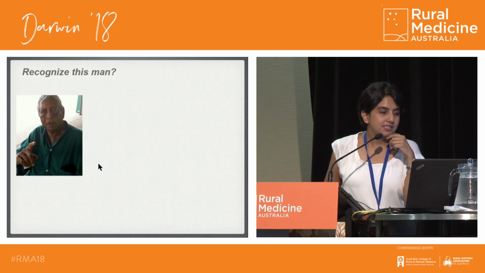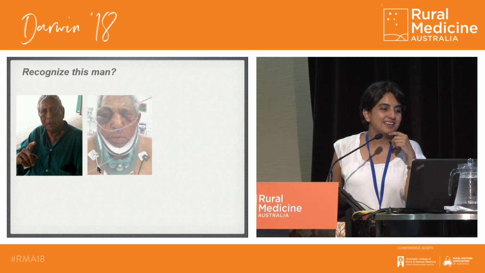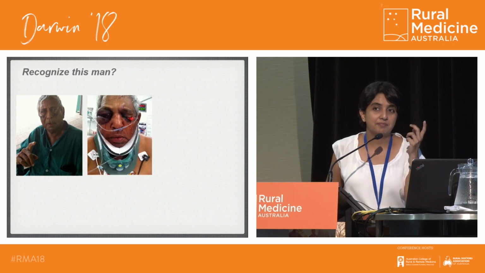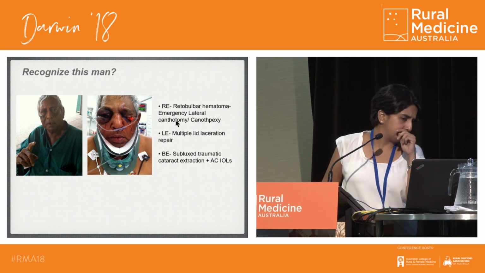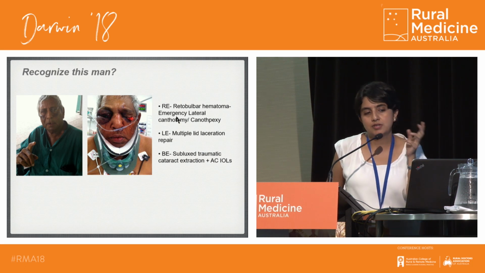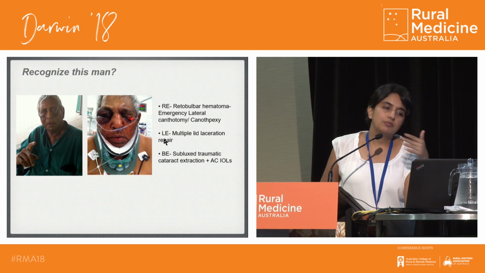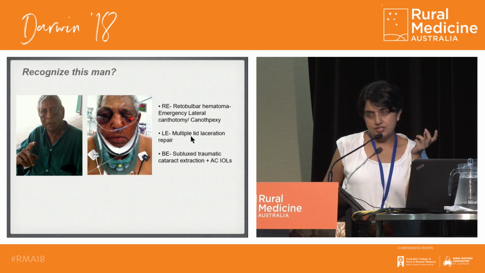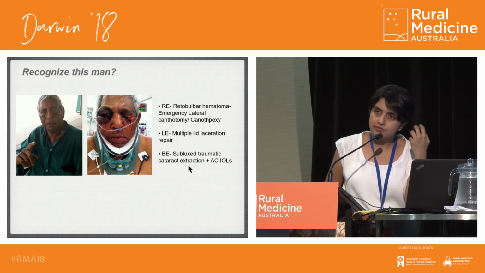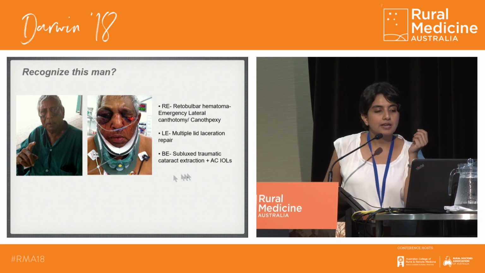And this friendly gentleman is our patient who came in with no light perception in the right eye. So he had multiple injuries in both eyes. The registrar performed an emergency lateral canthotomy and cantholysis around 1 a.m. in emergency. Then within the next few days, the lid lacerations were fixed. And about a few months later, he had subluxed cataracts as well from the injury, so he went on to have cataract extraction and IOL implantation.